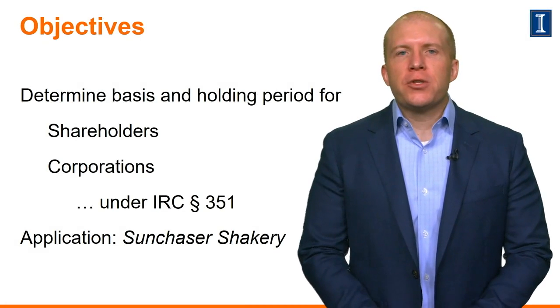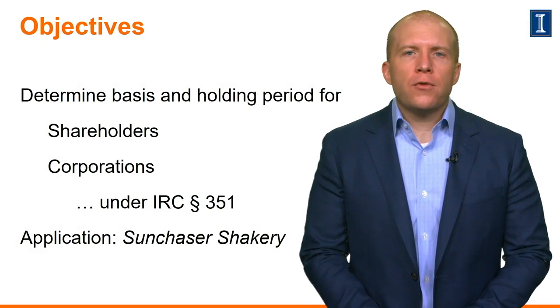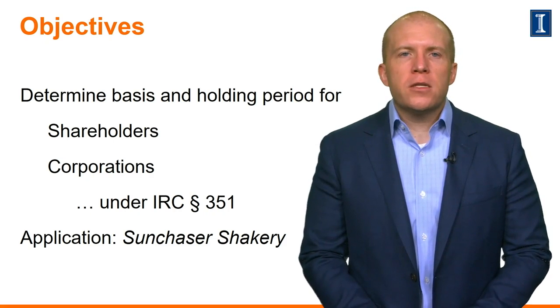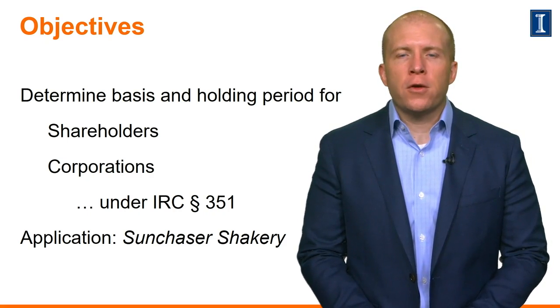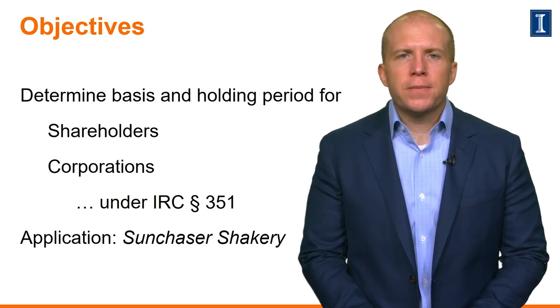Previously we examined Code Section 351, Transfer to Corporation Controlled by Transferor, the non-recognition provision for shareholders in a property for stock transfer. In this lesson, you will learn about basis determination and holding period for property transferred under this code section. You will then apply these concepts to Sunchaser Bakery.